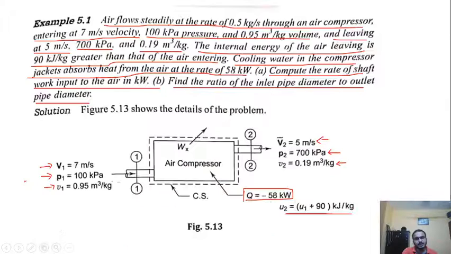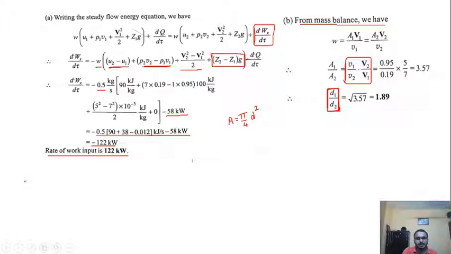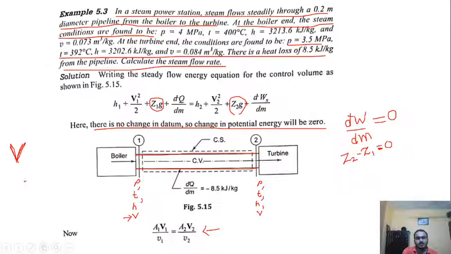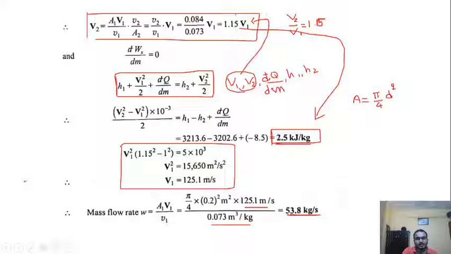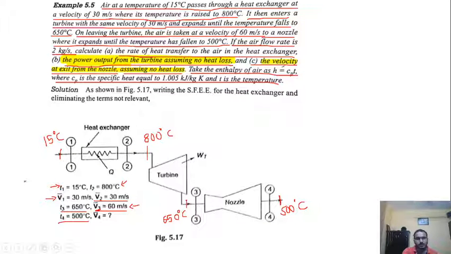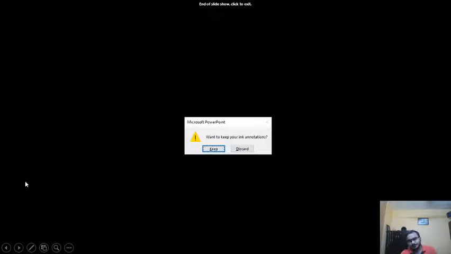To revise this part, we have studied 3 different examples of the steady flow energy equation. First was an air compressor, in which we obtained the work input required and the inlet diameter. The second question was on a simple pipeline between a boiler and turbine, and the third was a complex problem which contained 3 different thermodynamic components, that is heat exchanger, turbine and nozzle.